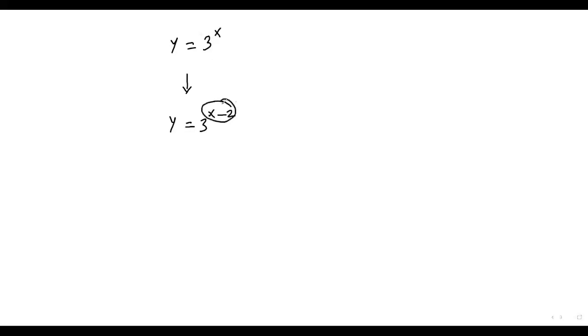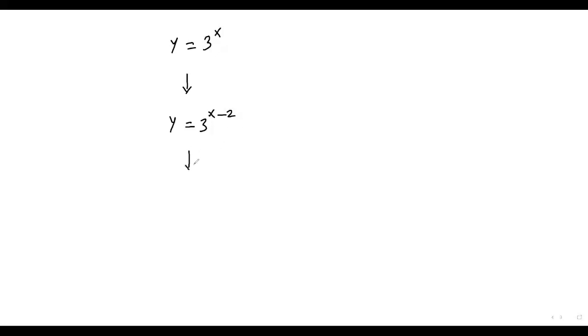So here 2 is subtracted from x. Comparing the basic function 3 to the x power and 3 to the power x negative 2, 2 is subtracted from x. So once you sketch the graph of the basic function, you have to apply this transformation. When 2 is subtracted from x, you have to do a horizontal translation of 2 units to the right. Whenever a value is subtracted from x, it's a horizontal translation to the right.